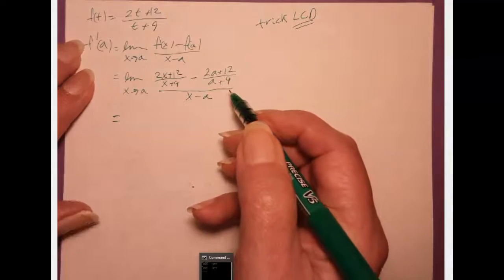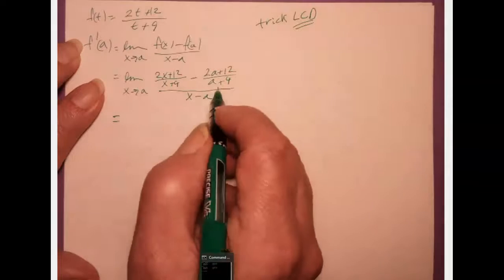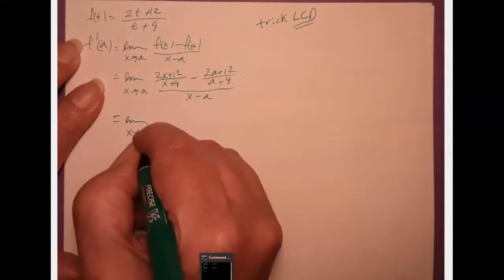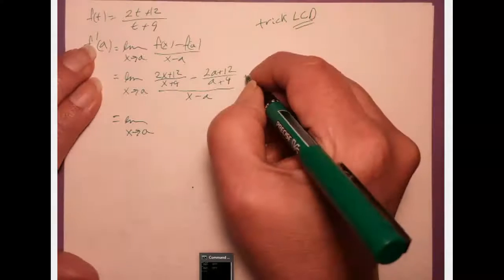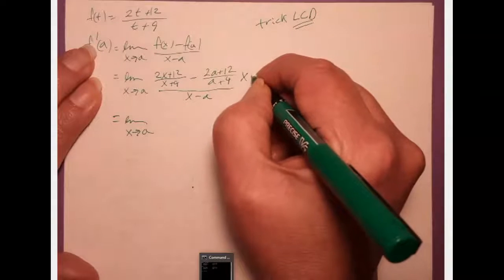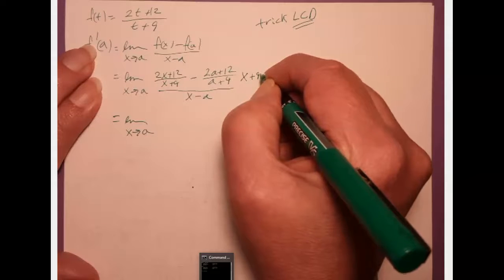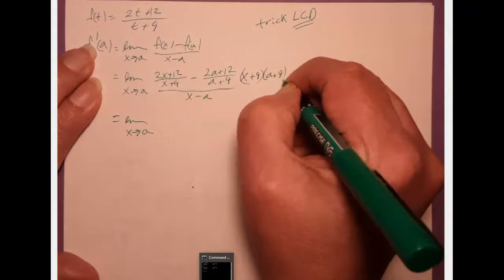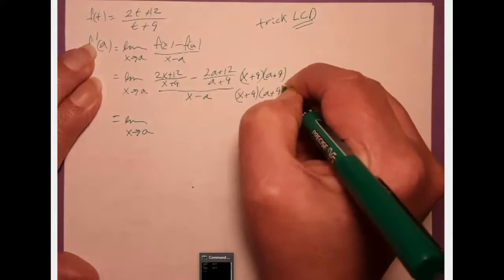This doesn't factor. There's nothing to factor here at all. So here I'm going to need an x plus 9, and over here I'm going to need an a plus 9. So the limit as x goes to a, I'm multiplying the top and the bottom by the LCD, x plus 9 times a plus 9, x plus 9 times a plus 9.